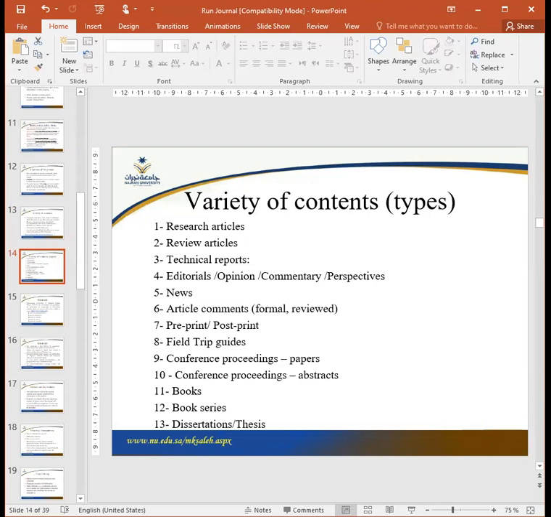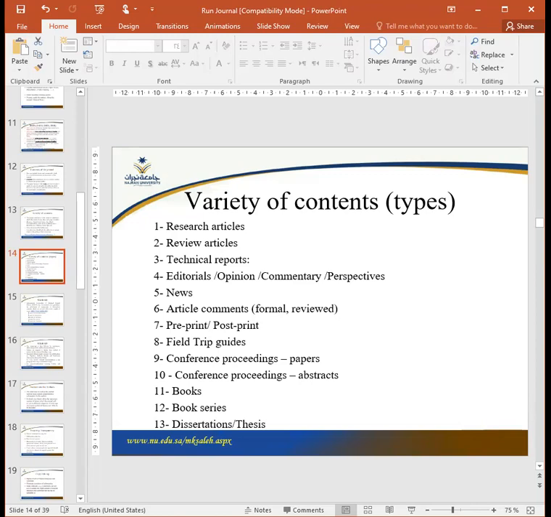The second is a review article. It's a compilation and summary of work in a specific field, and it is not considered a report on new research findings. And number three is a technical report, classified by some as gray literature. It includes reference reports that can be viewed through a scientific database.